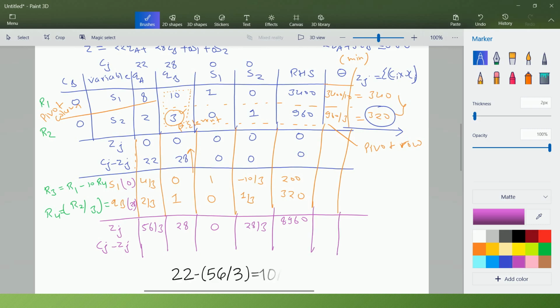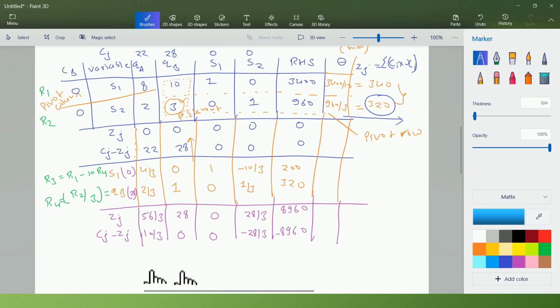Now I will find Cj minus Zj. So what is Cj? 22. 22 minus 56 by 3, so this will be 10 by 3. Here I will get 28 minus 28, 0. Here I will get 0, and this will be 0 minus 28 by 3, so it will be minus 28 by 3. And here I will get 8960 minus. Okay. If any of the values of QA and QB is greater than or equal to 0, then you have to do this again and again until the value becomes less than or equal to 0. So this is greater than or equal to 0. So now this will enter into the problem.